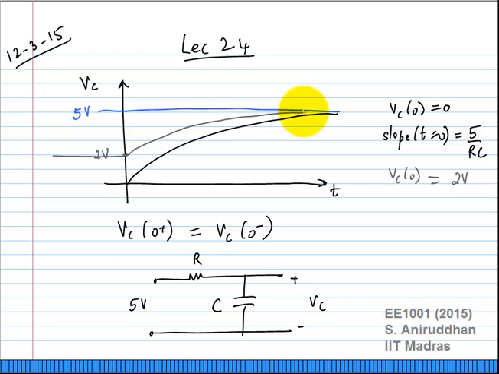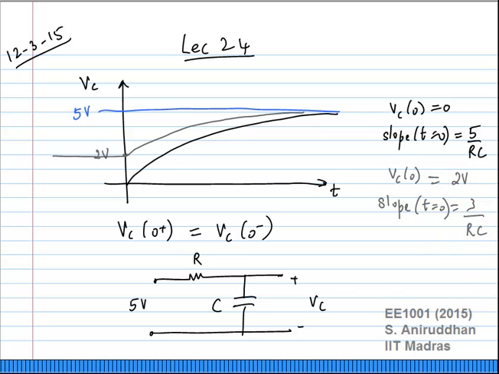What is the initial slope of the exponential? Will it be lesser or greater? Lesser. How much is it lesser by? What is the actual initial slope? Yeah, so what is that here?